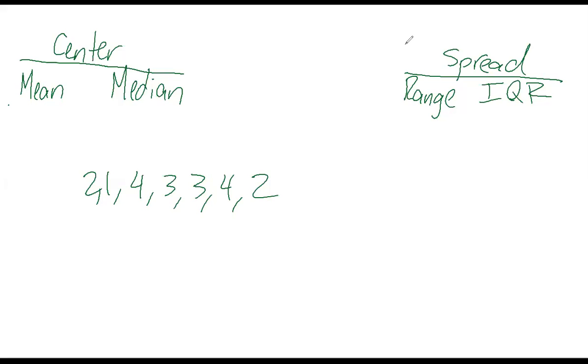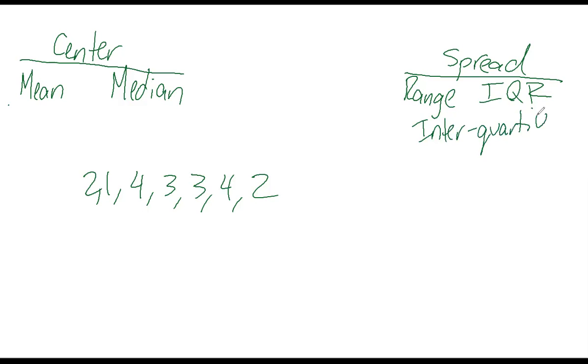So here's a video about how to think about the center and the spread of a data set. To think about the center of a data set, we use mean and median. They help us find a number in the middle, a number that represents the whole set. To find spread, how far apart the numbers in our data set are, we use range or IQR, which stands for interquartile range. I'll spell that out.